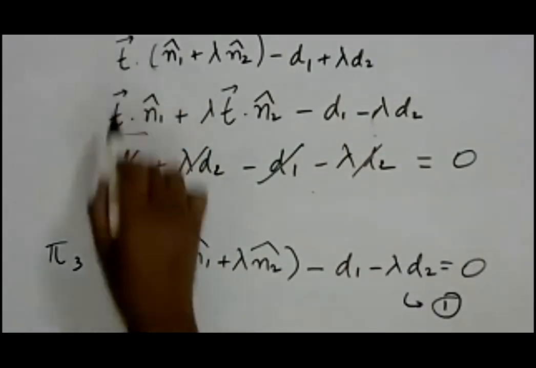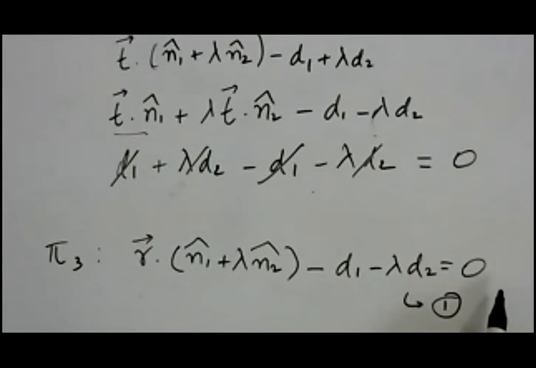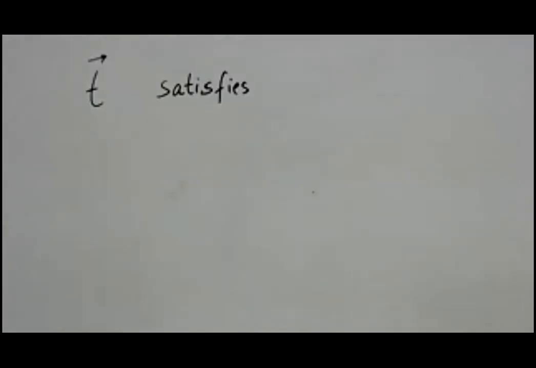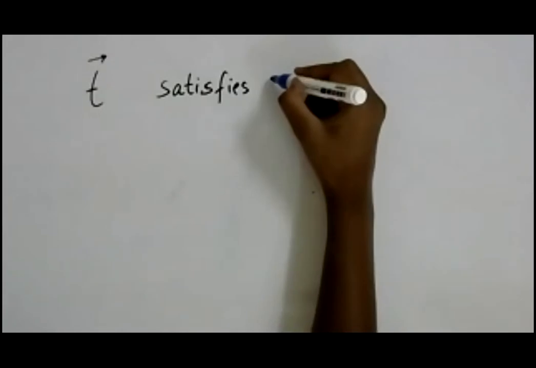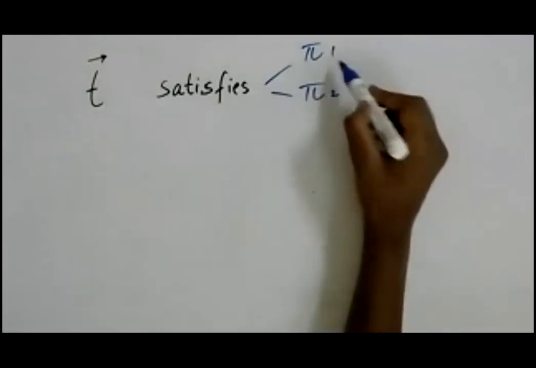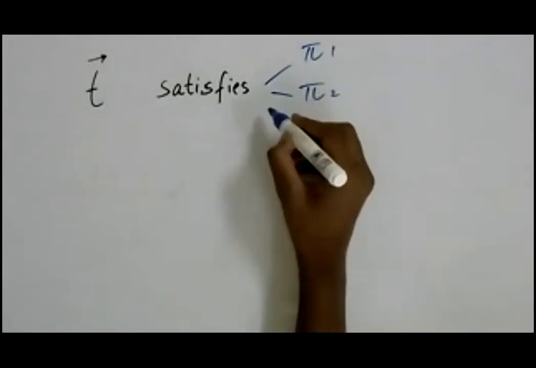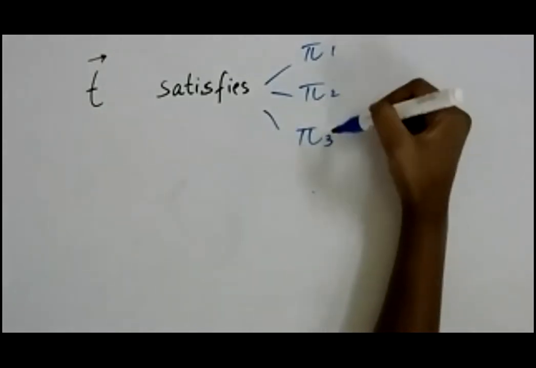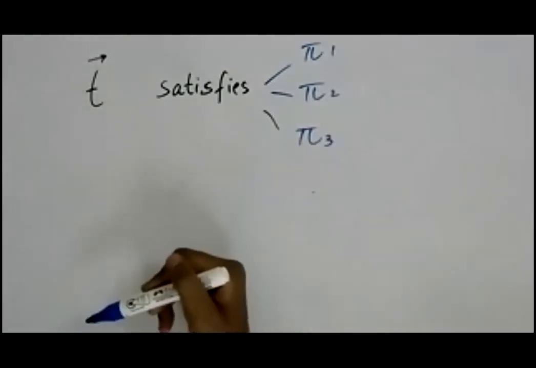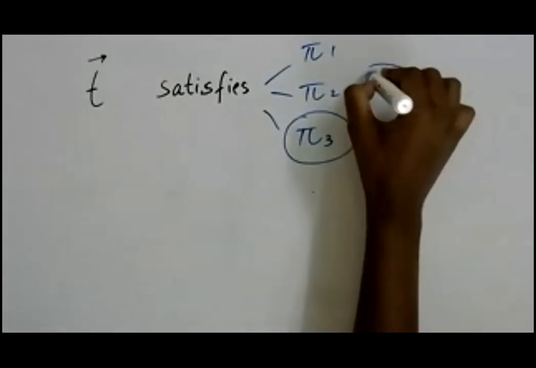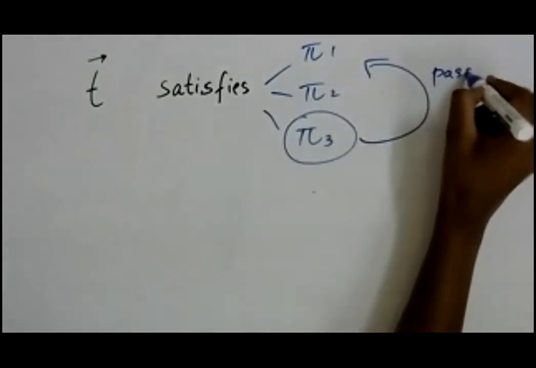So I have got this entire value to be equal to 0. That means the t vector has satisfied this equation. So what does that mean? It means my t vector is lying on the plane pi3. We started by saying that t vector is a point on both the planes pi1 and pi2, so it was satisfying both their equations, and we also saw that it is satisfying the equation of pi3. So all three planes have this as a common point, and this is possible only if pi3 passes through the intersection of pi1 and pi2.